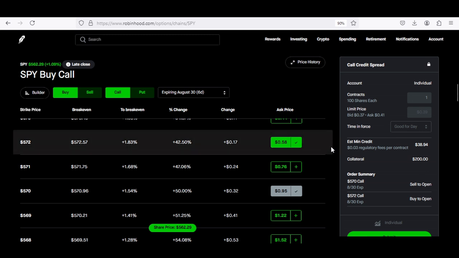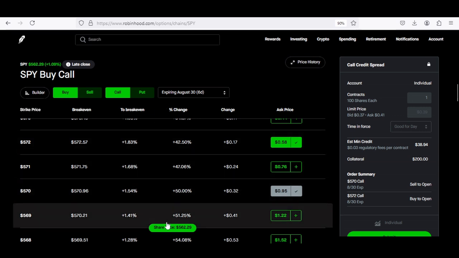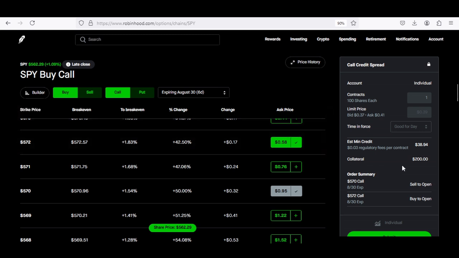The other way this trade could go, expiration date once again, if SPY is trading at any price above 572, then once again, you keep your minimum credit of $39. However, you're going to lose your collateral of $200. Now, your total loss is not going to be $200. Your total loss is going to be the difference between $200 minus the credit which you received. So if you do have losses, this strategy will help minimize them.